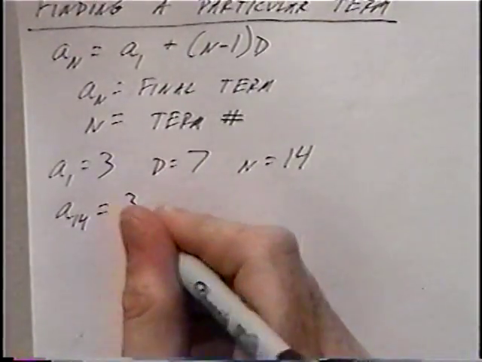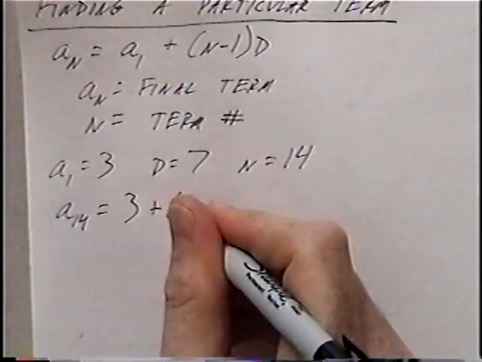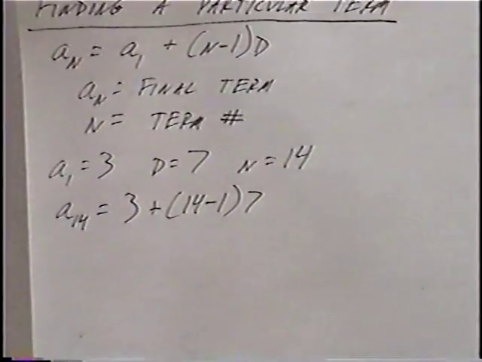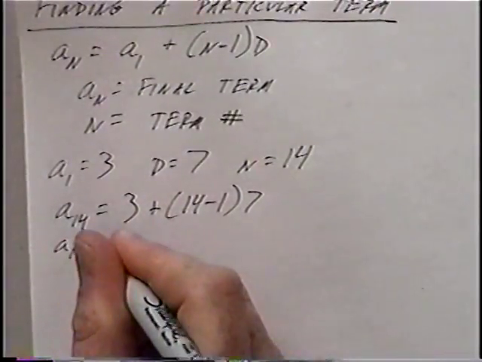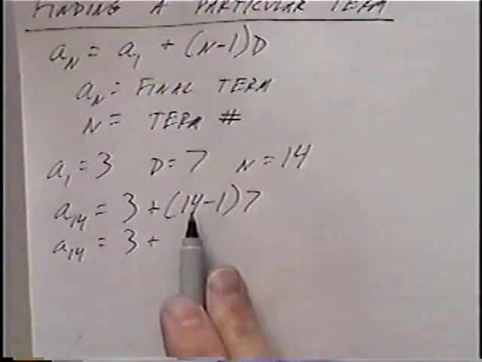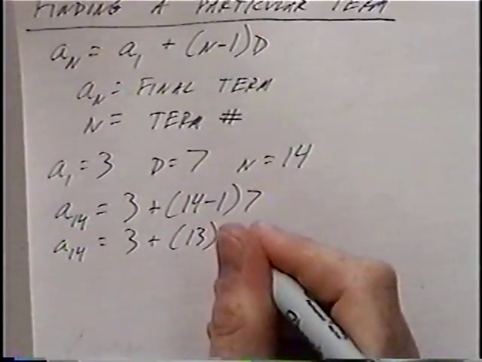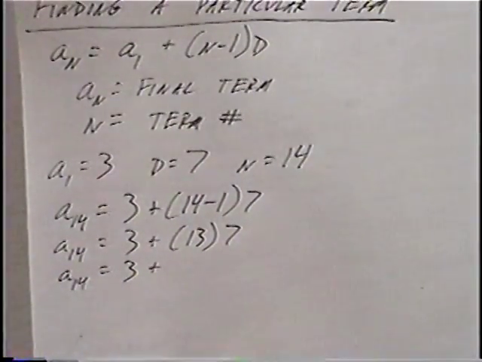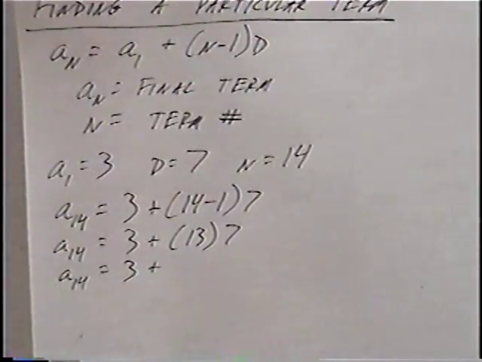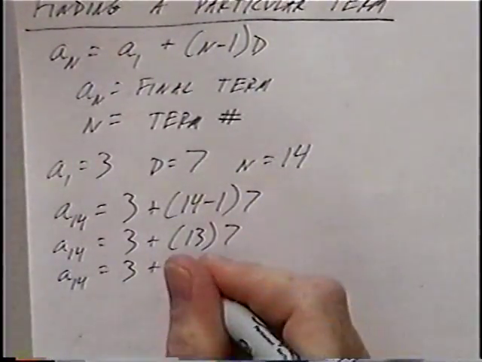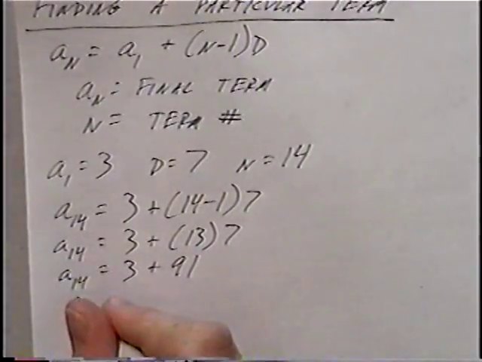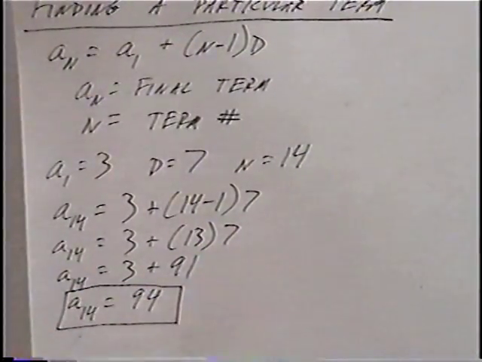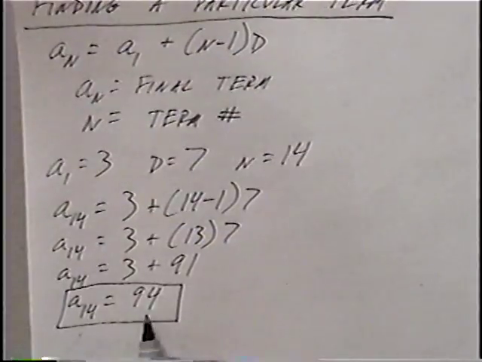A sub 1 is equal to 3. N is 14 minus 1, and d from the formula would be 7. Simplifying out, 14 minus 1 would be 13, multiplied by 7. 13 times 7 would be 91. And a sub 14 equals 94. So in this case, the 14th term of the sequence would be 94.